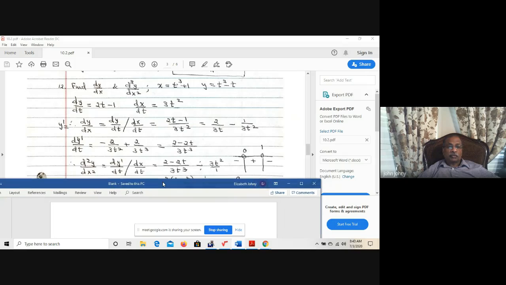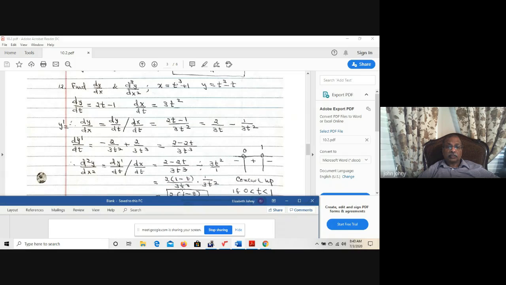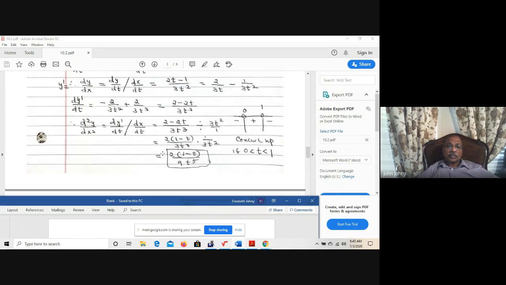Therefore, d square y over dx square is equal to dy prime over dt divided by dx over dt. That is equal to 2 minus 2t divided by 3t cubed, divided by 3t square over 1. That is equal to 2 times 1 minus t over 3t cubed times 1 over 3t square, and that is equal to 2 times 1 minus t divided by 9t to the 5.